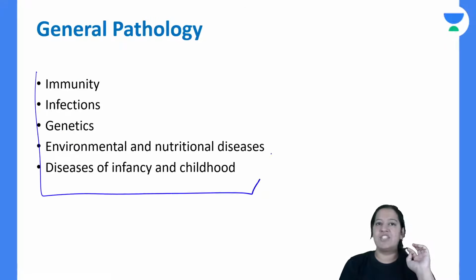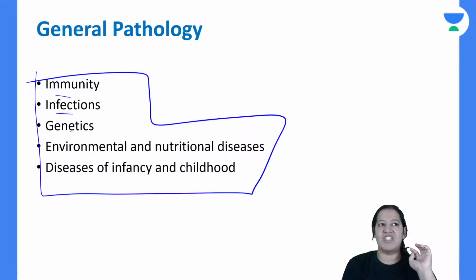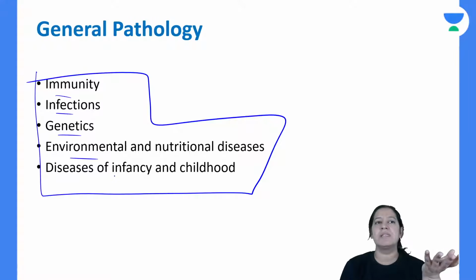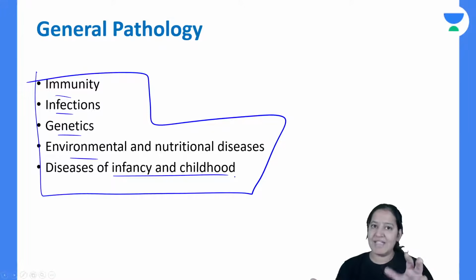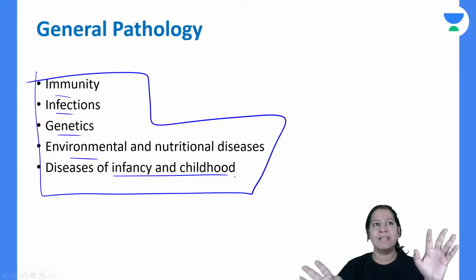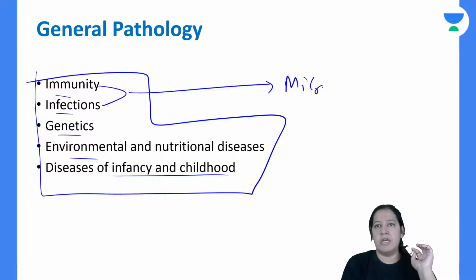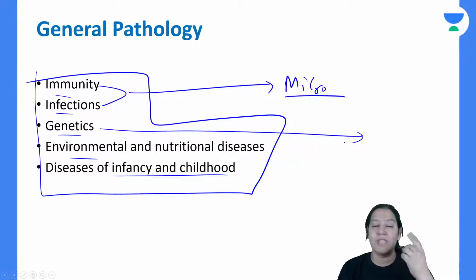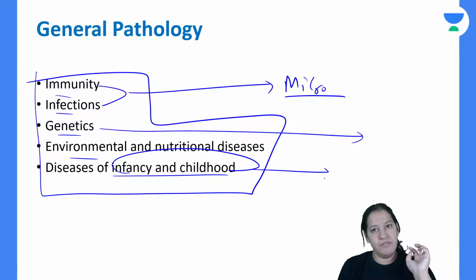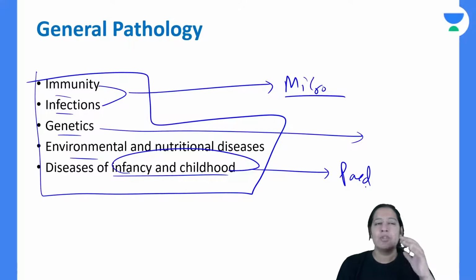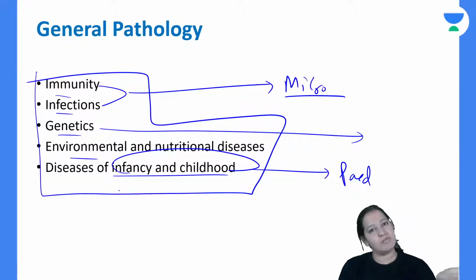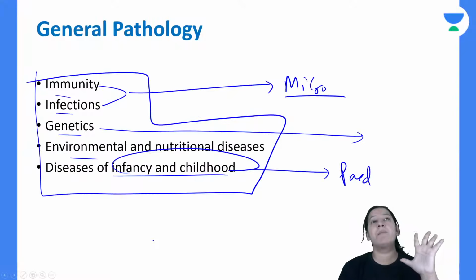These are the 5 other chapters, that is immunology, infection, genetics, environmental and nutritional diseases, diseases of infancy and childhood. If you get time, read it from the Robbins. If you don't get time, it's okay. Immunity and infection are well covered in microbiology, so you will get an overview there also. Genetics, you have to read only important diseases, Down's disease, Klinefelter syndrome, and diseases of infancy and childhood, you will read well in pediatrics. So you can directly go for these 5 chapters from your review book, that is Harsh Mohan. But these 5 you have to read from Robbins. That is about general pathology.